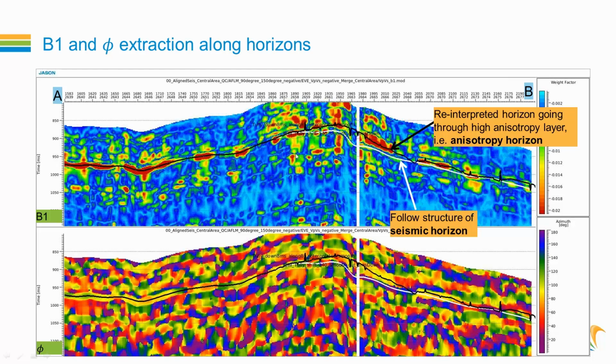And that's important to know, because if you analyze the azimuth of the anisotropy, if you follow the black layer or the white layer, or the black horizon or the white horizon, you get into the ambiguous situation where you're going from 90 degrees to about 0 degrees. So you have a 90-degree flip.